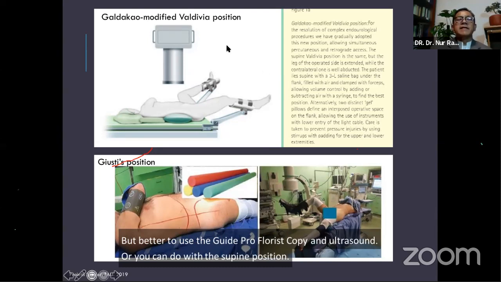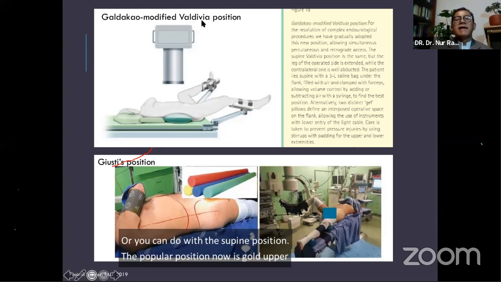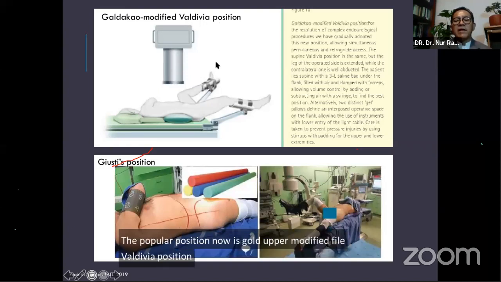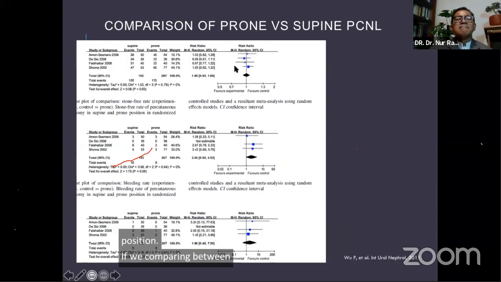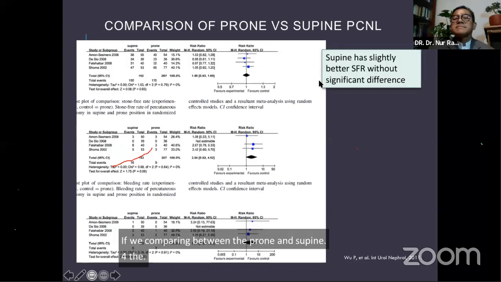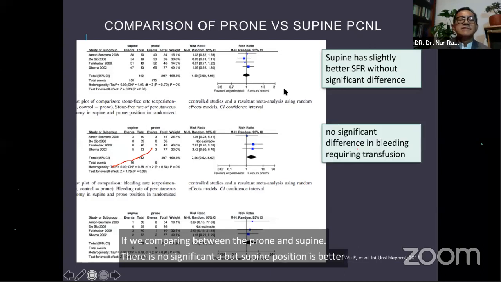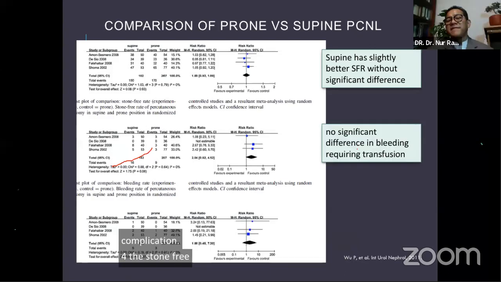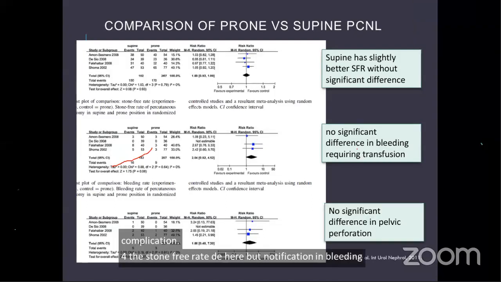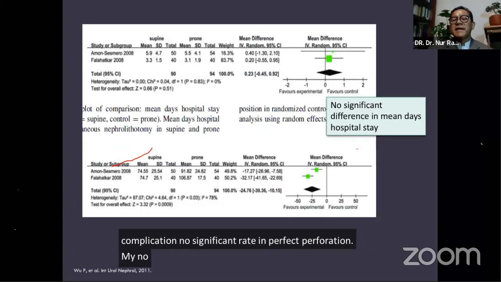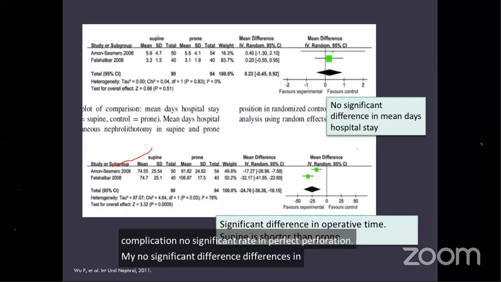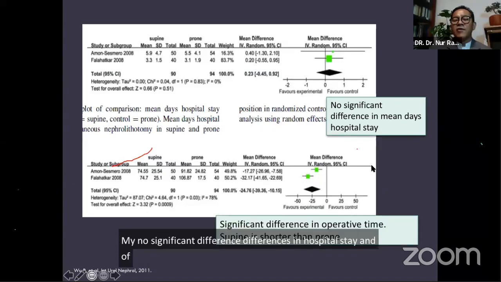The popular position now is the Galdakao-modified Valdivia position, which our colleagues do in the supine position. If we compare the prone and supine positions, there is no significant difference in the stone-free rate, but the supine position is better in complications. There is no deviation in bleeding complications, no significant difference in pelvic perforation, no significant difference in hospital stay, and of course, a significant difference in operating time.